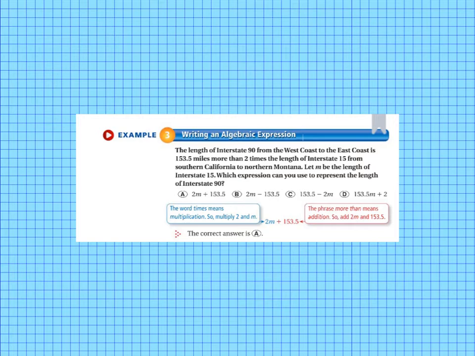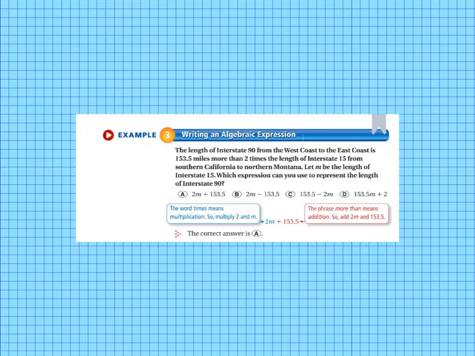Example 3, we're still writing an algebraic expression. We just have a lot more information. It says the length of Interstate 90 from the west coast to the east coast is 153.5 miles more than 2 times the length of Interstate 15 from Southern California to northern Montana. That's a lot of information. Let M be the length of Interstate 15. Which expression can you use to interpret the length of Interstate 90?